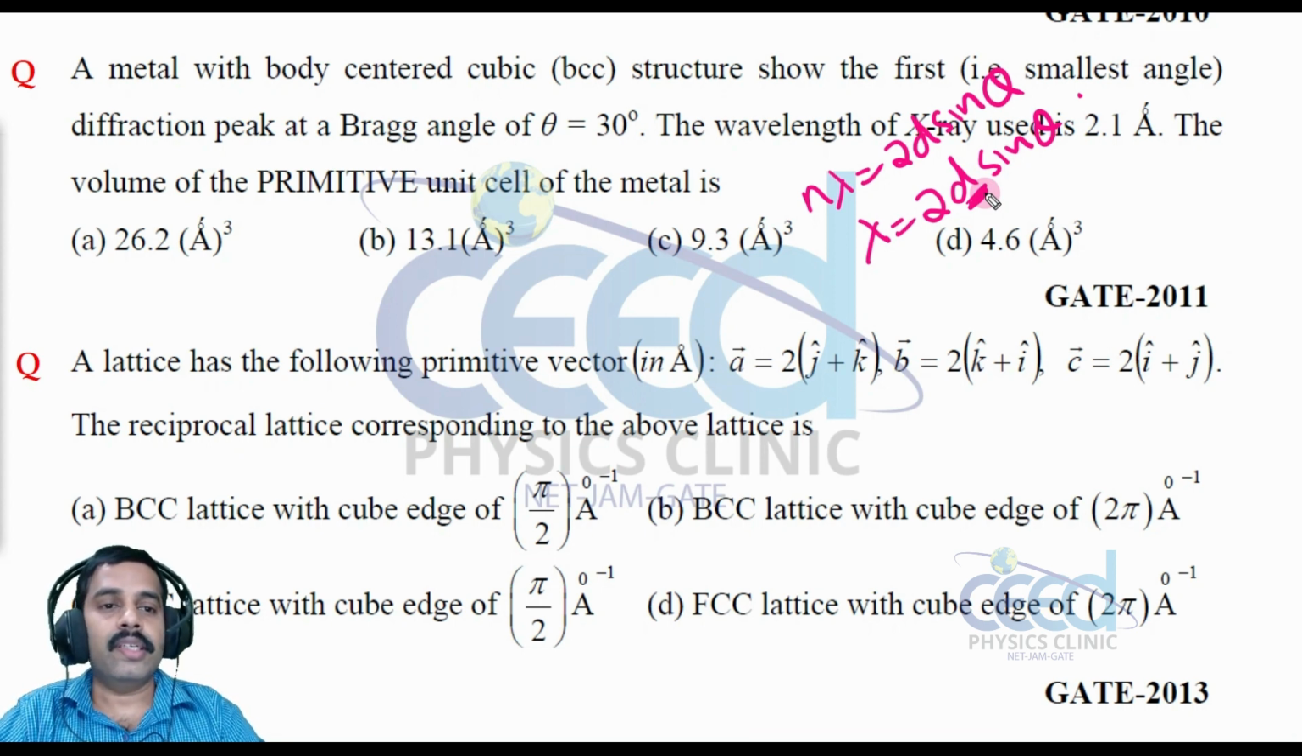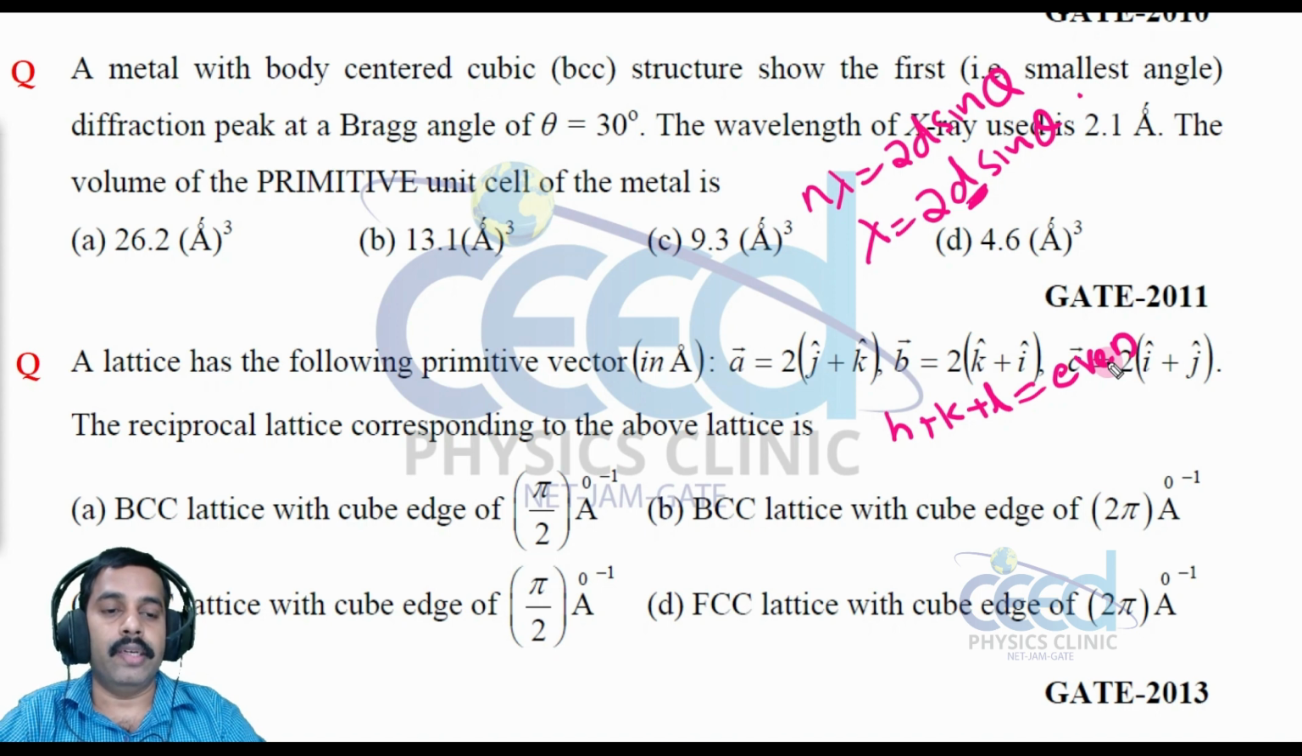So the first diffraction peak, which plane represents the first diffraction peak? That we have to analyze, right? We already know the h plus k plus l value in a BCC lattice. H plus k plus l should be even if the peak is present, right? So from this equation we can analyze.